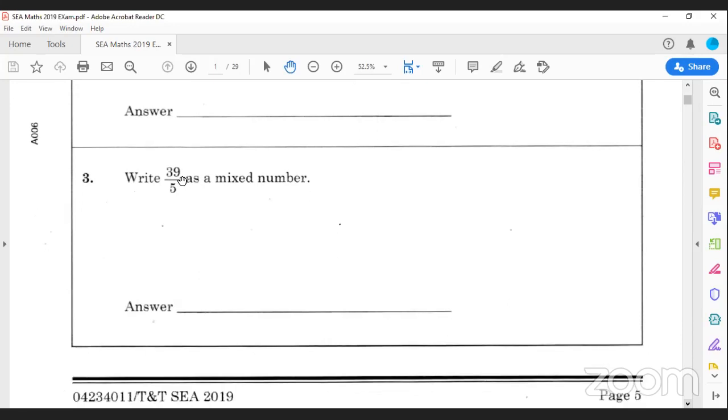Number 3, write 39 over 5 as a mixed number. How do we do this? How do we convert improper fractions to mixed numbers? We're going to divide by the denominator. So we're going to say 5 into 39. How many times could 5 go into 39? 5 can go into 39 7 times with a remainder of 4, so 7 and 4 over 5. So this is our answer for number 3. Let's go on to our next number.